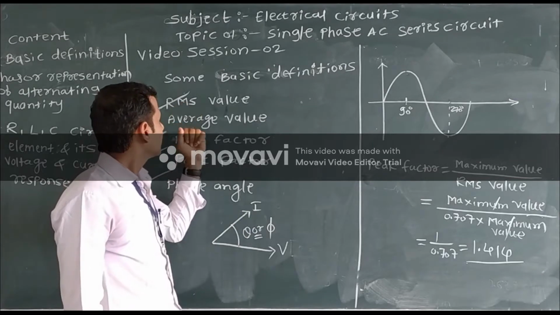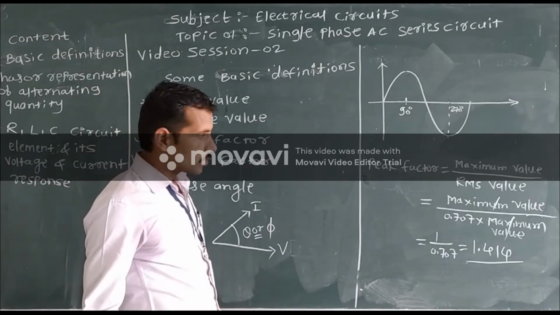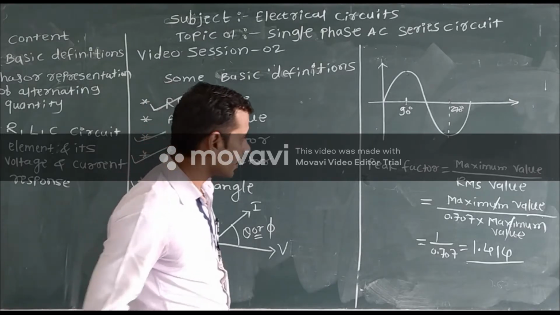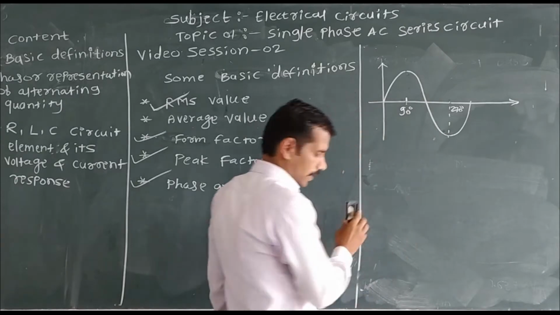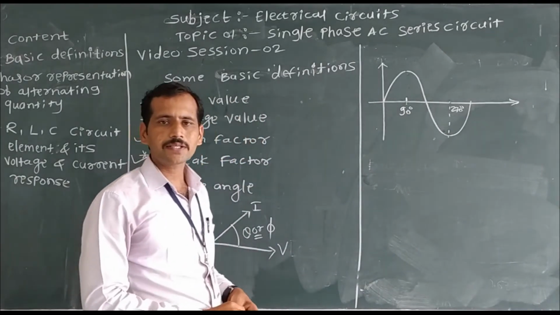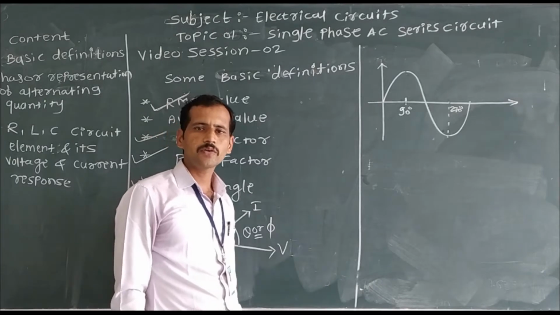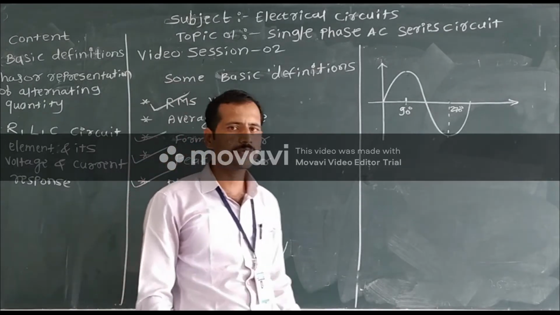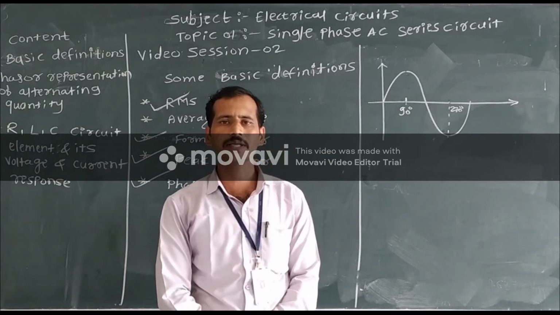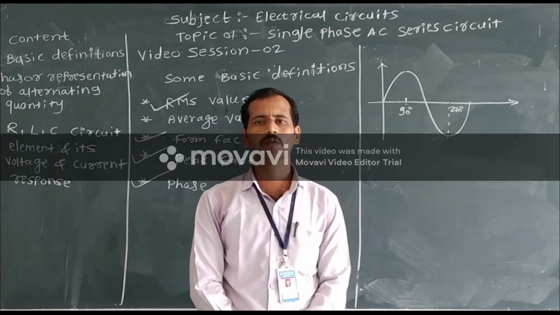First, the definition is RMS value. RMS value is that value of DC current which, when flowing through a given circuit for a given time, produces the same amount of heat as produced by an alternating quantity for the same circuit for the same time.